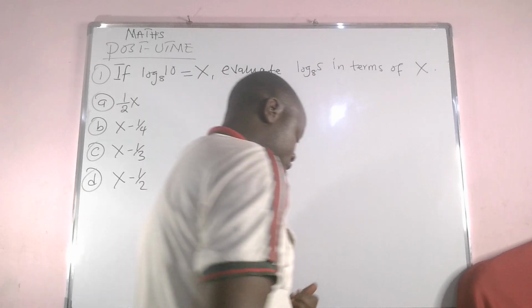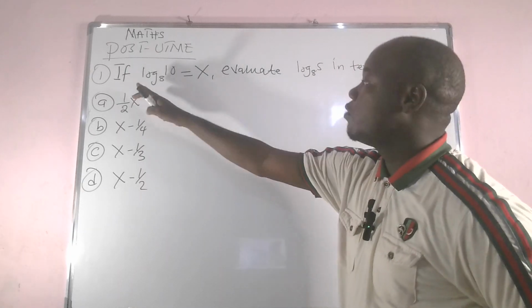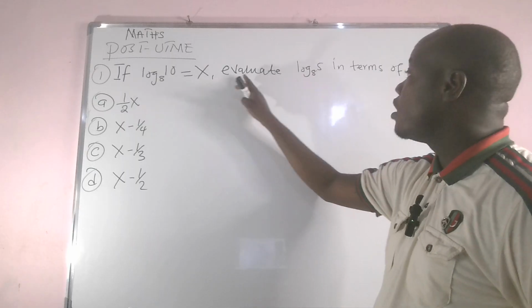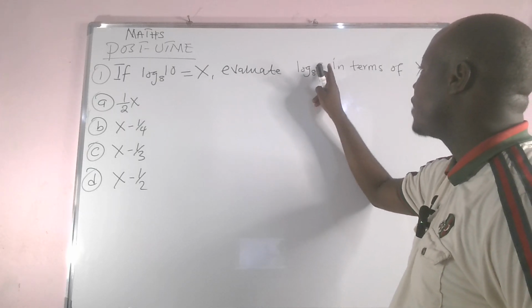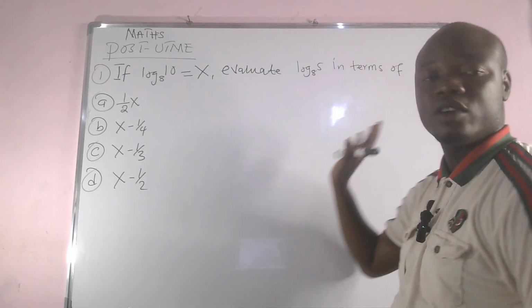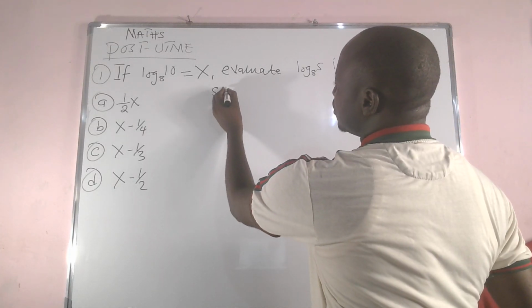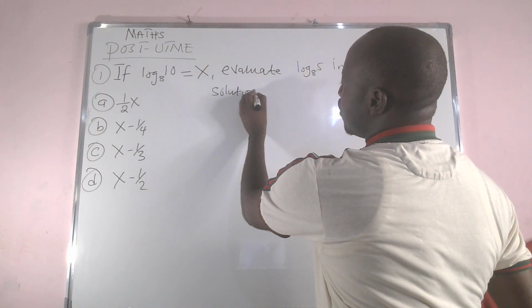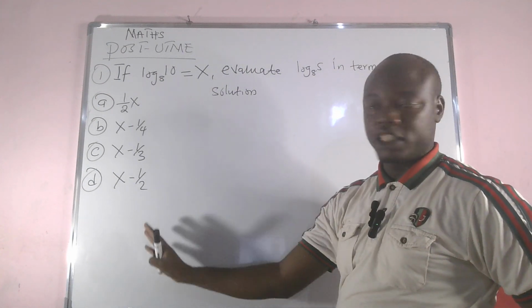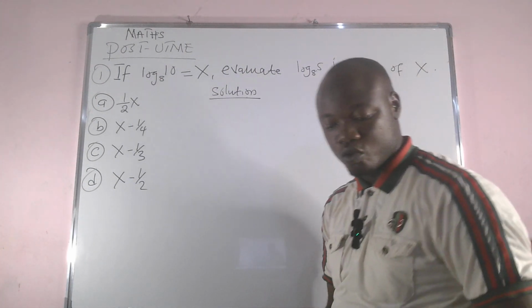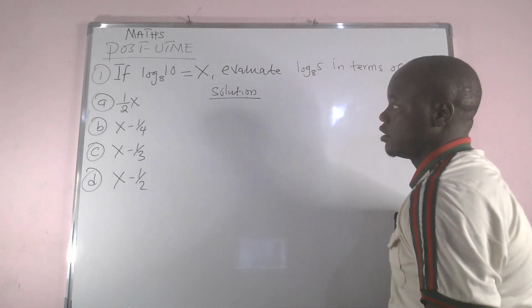So we have this question. The question says, if log 10 base 8 is equal to x, evaluate log 5 base 8 in terms of x. So we are now going to see the solution, and these are our options. So how are we going to evaluate this?